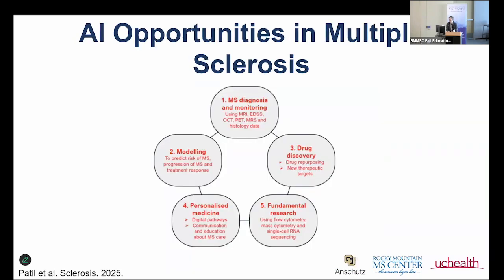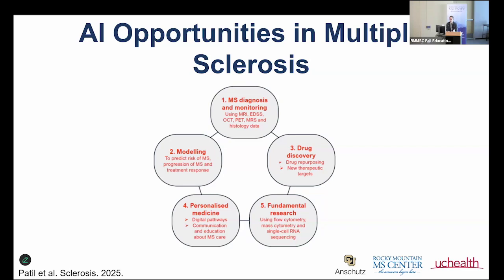This paper from earlier this year picked a few specific areas as to how AI might be specifically helpful for MS. These really are an extension of what was mentioned just as far as AI opportunities in medicine on the previous slide. One, of course, would be where MS is typically starting: can we use AI to help with diagnosis or with treatment monitoring? We'll talk specifically about MRI, as I had mentioned, a little bit later.